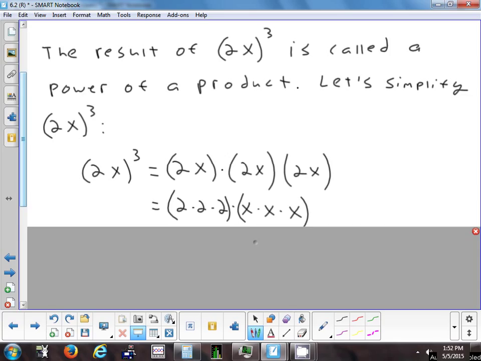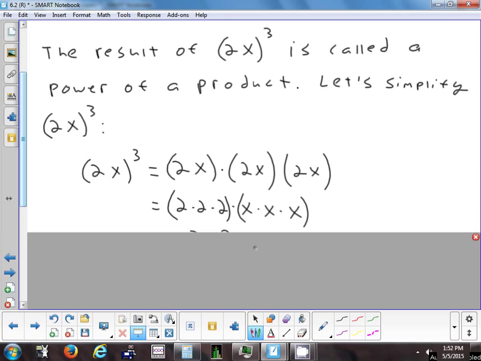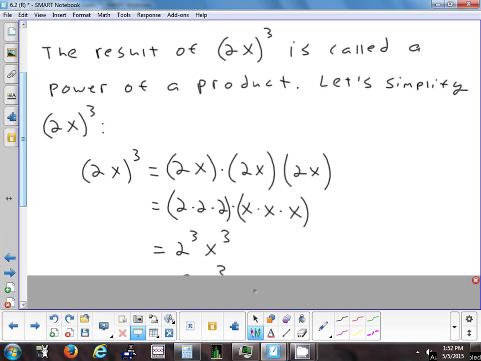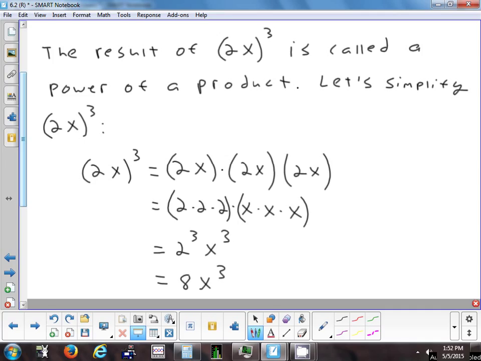How could you write 2 times 2 times 2 shorter? 2 to the 3rd power. How about x times x times x? X to the 3rd power. And 2 cubed is 8. Look at this: when you have a product, take the first number and raise it to the power, take the second letter and raise it to the power. That's all that happened. Each one got raised to that power.